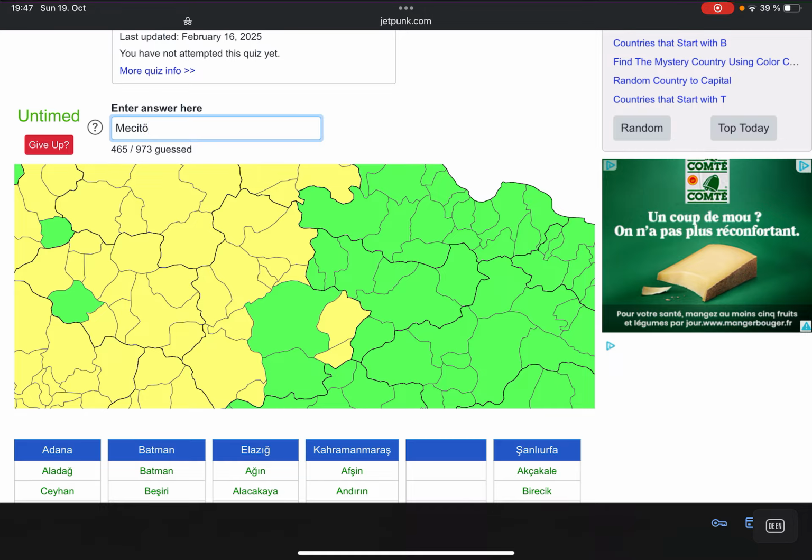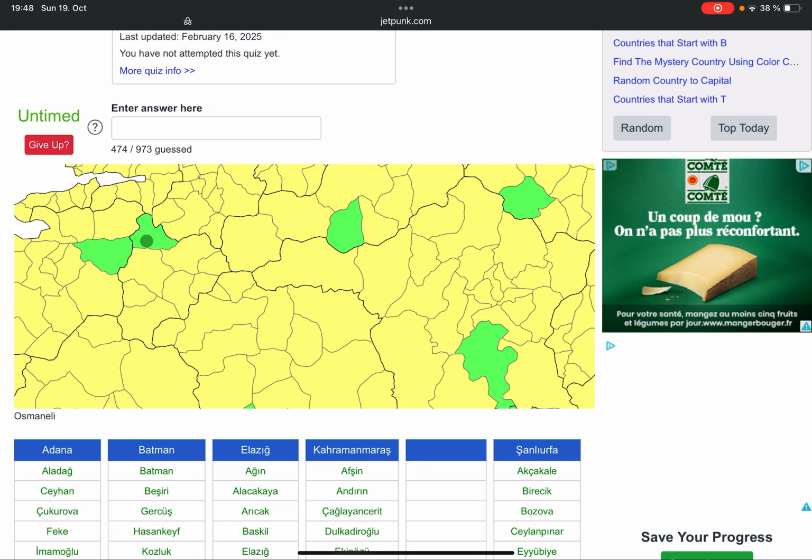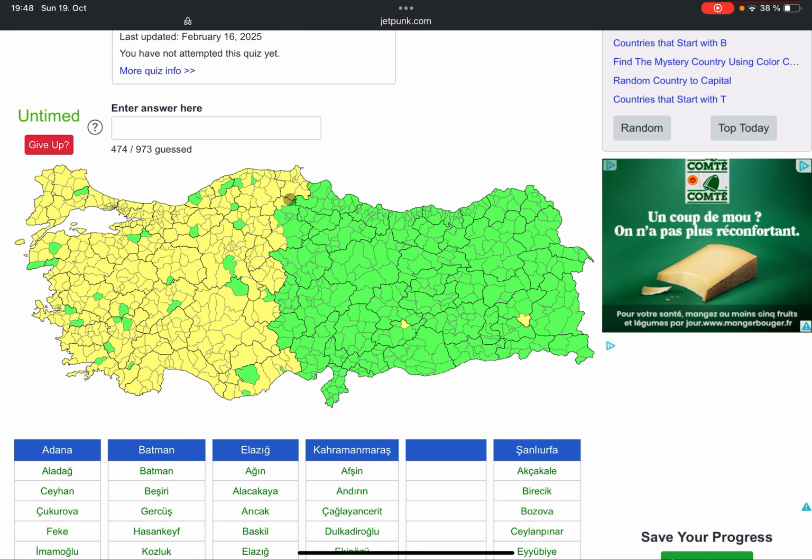Mecitözü. We have Ortaköy, İskilip, Oğuzlar, which means eyes, Dodurga, Laçin, Osmaneli. No, I always mix them up. Osmancık, and Osmaneli is the one we find in Birecik. Yeah, we're going to get to that later.